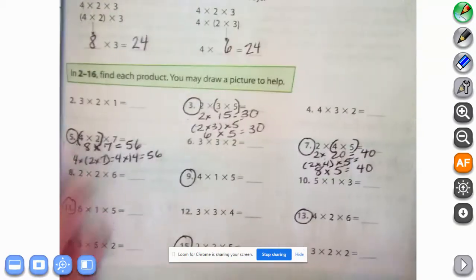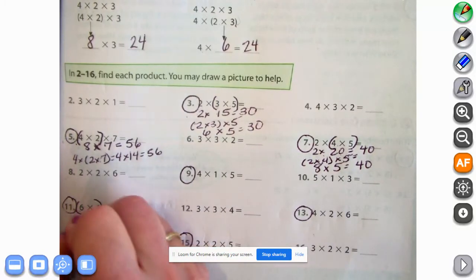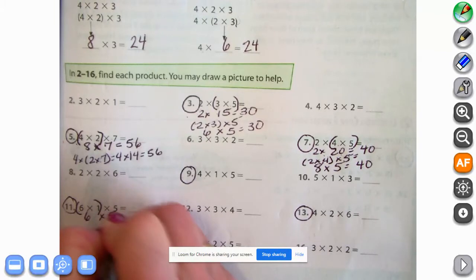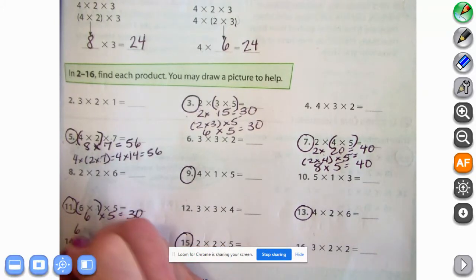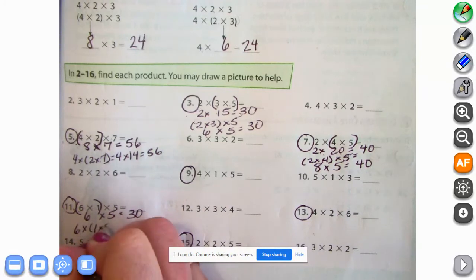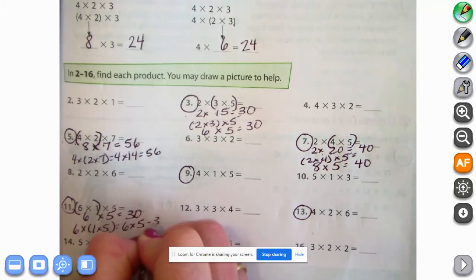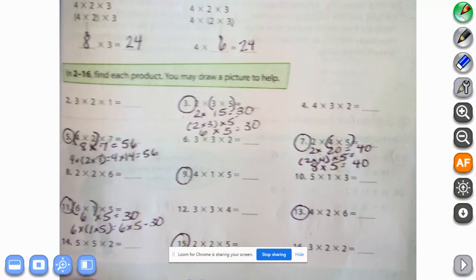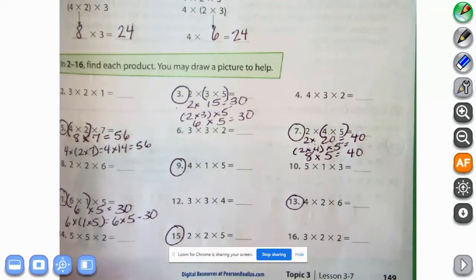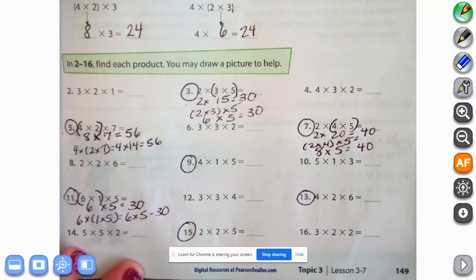Alrighty. Number 11. 6 times 1 is 6. Times 5 is 30. If we do 6 times 1 times 5, that would equal 6 times 5 equals 30. Okay.